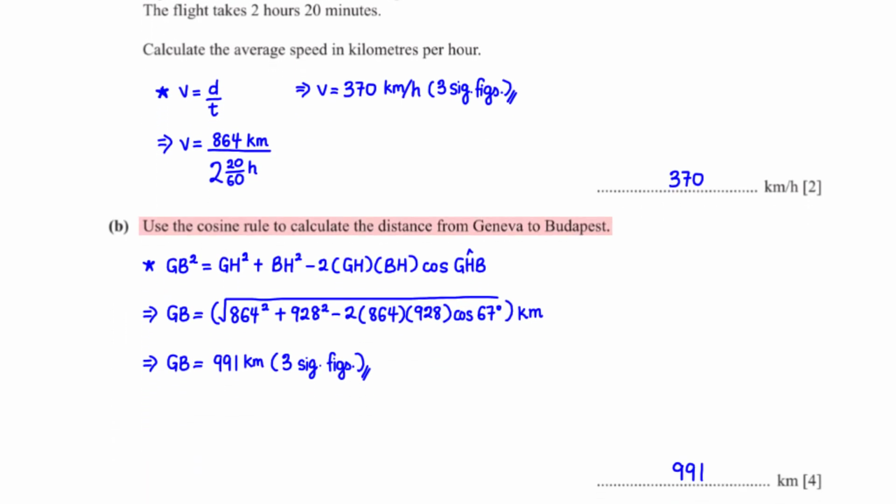Use the cosine rule to calculate the distance from Geneva to Budapest. When we apply the cosine rule to triangle BGH, this is what we have. GH is 864 kilometers, BH is 928 kilometers, and angle GHB is 67 degrees. When we make GB the subject and plug in these values, this is what we have. When we type this into the calculator, we get 991 kilometers, rounded to three significant figures.